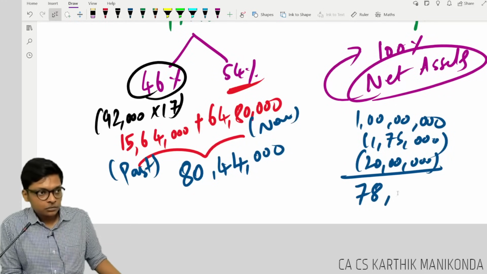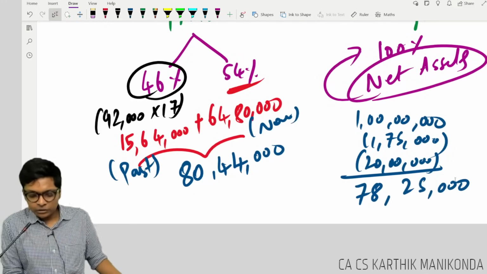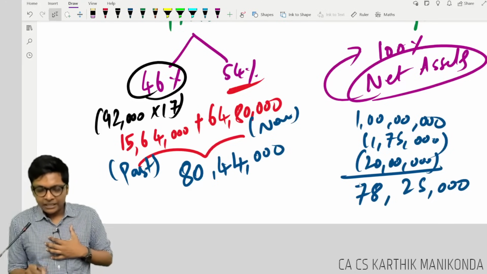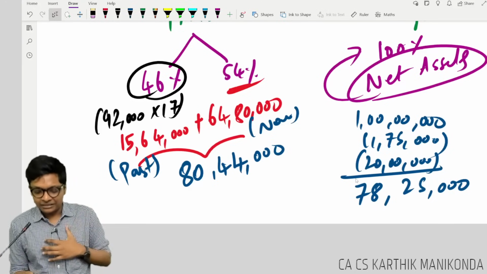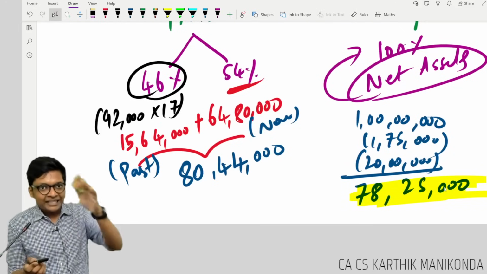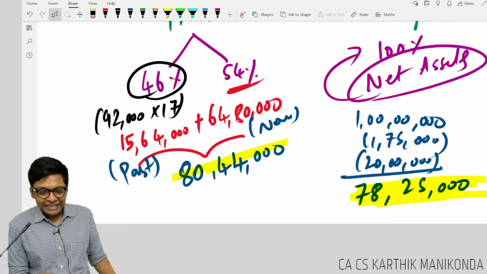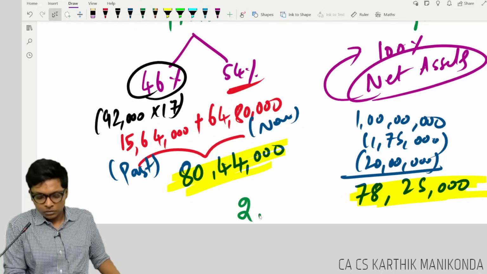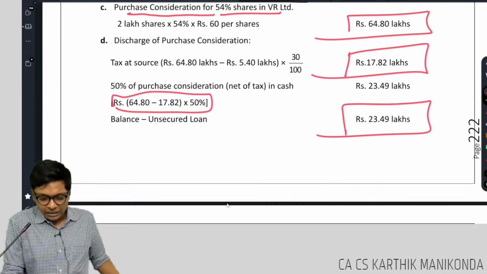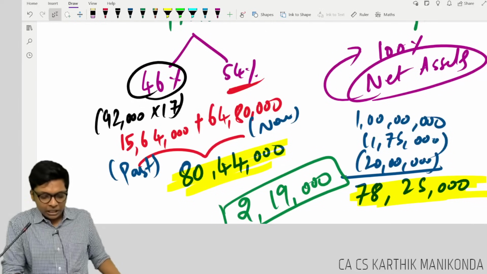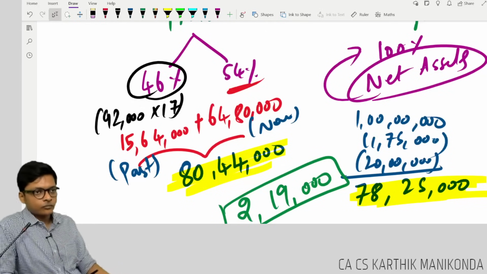78 lakh 25,000. So I am making a statement. Tell me if the statement is correct. For a company VR which is worth net assets 78 lakh 25,000, I have overall at different points of time paid 80 lakh 44,000. So my goodwill will be 2 lakh 19,000. Check the answer. Answer also says goodwill is 2 lakh 19,000. Are you following, guys? Clear?